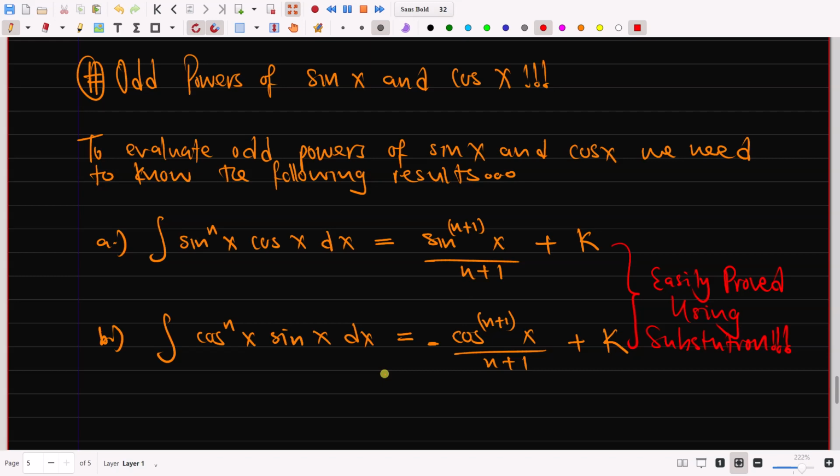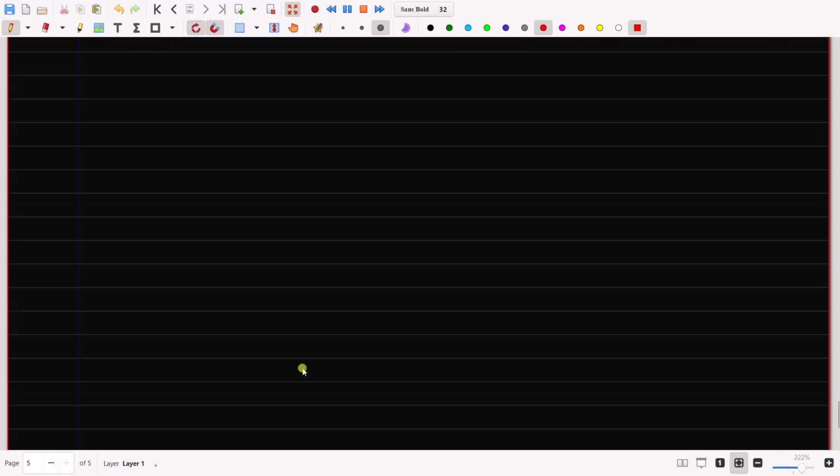A typical example that you might be given is something like this. They will say evaluate the integral, maybe let's say, of sine cubed x dx. Can you evaluate that integral? So the question is, how do we go about it? This is how we proceed.